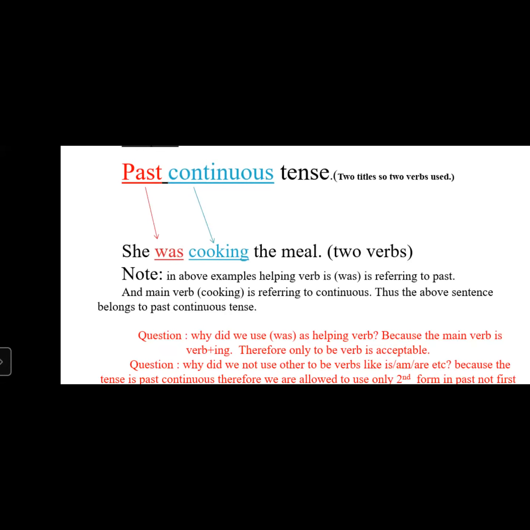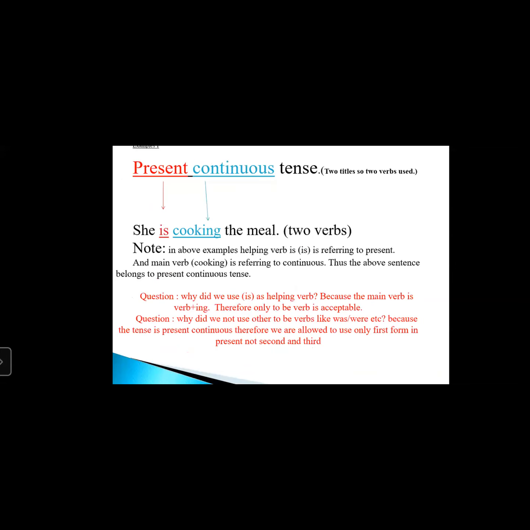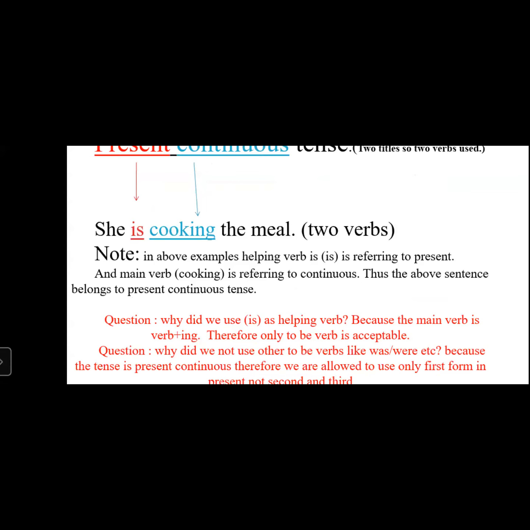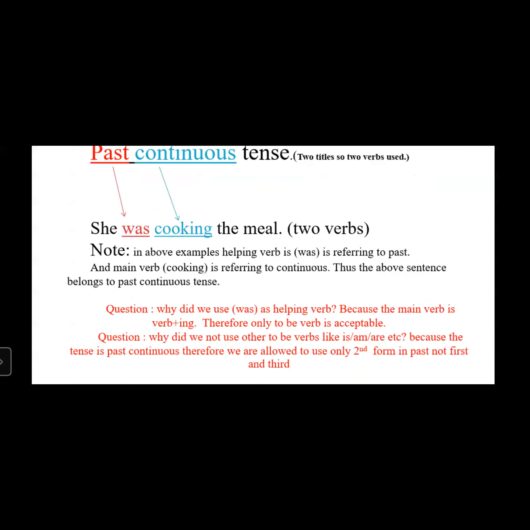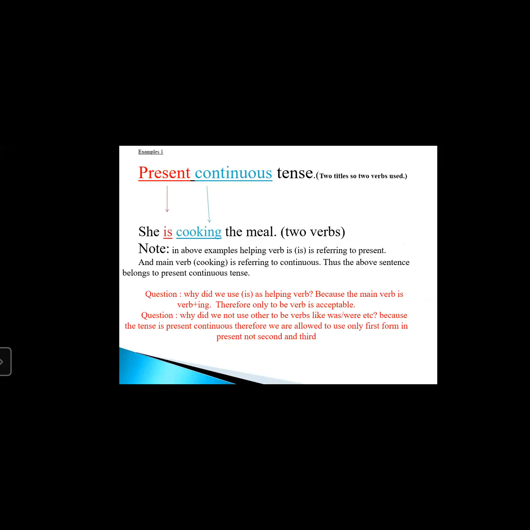So see the difference here. She is cooking the meal indicates present. Here, she was cooking the meal. Here was indicates past. So how can we see the difference? We can see the difference with the help of the helping verb is or was. Main verbs are similar, but helping verbs are different. Due to different helping verbs, different tenses are created. That's it.